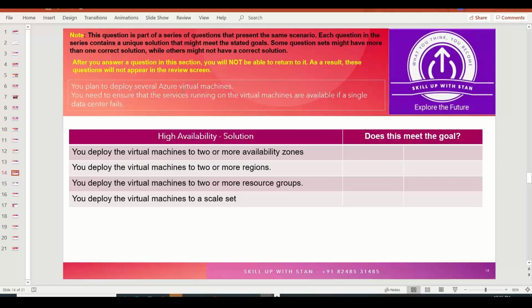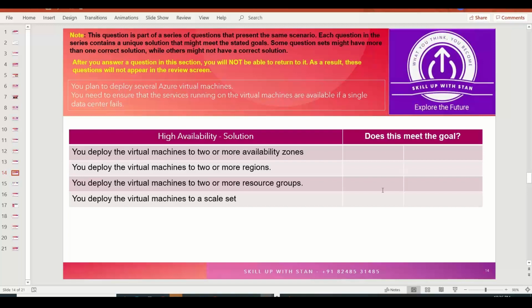Okay, let's go through the question. You plan to deploy several Azure virtual machines. You need to ensure that the services running on the VM are available if a single data center fails. We have been used to this question by now. So you want to tolerate the failure of Azure virtual machines, and you need to have the virtual machine available even if one data center fails. So what we need to do is deploy the virtual machine in two or more availability zones. That is the right answer, right?